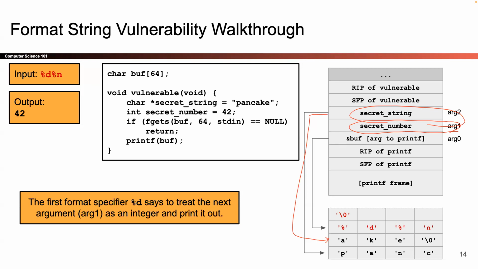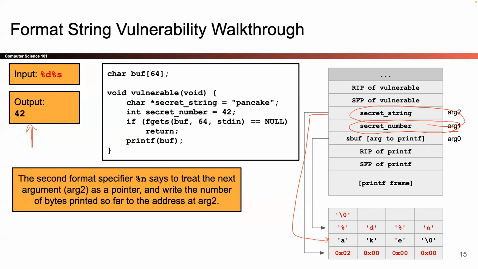So I'm going to write the number of bytes printed so far. How do I know what's been printed so far? Well, I have this little output box that tells me I've printed the digit 4 and the digit 2. So I've printed 2 things so far. So I'm going to go to that address in memory and shove the number 2 there. So no more pancake. Now you're 2 ache and then a null point.